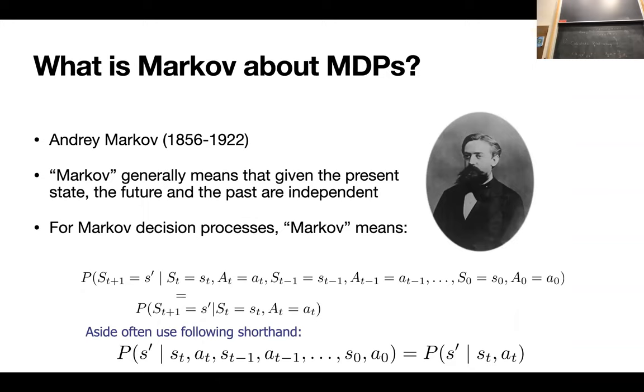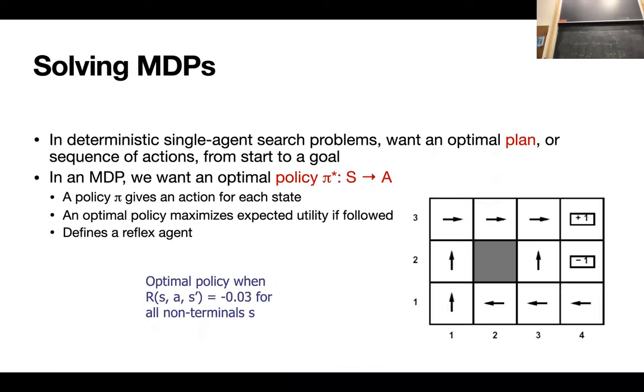We'll also often use this shorthand notation, but this is the same thing as before. Notice, as I was explaining last time, capital letters mean random variables, and small letters mean the actual values that the random variables take. So we can also write it like this without putting the random variables into account, just the values. We're going to use this Markov property in solving these Markov decision processes.